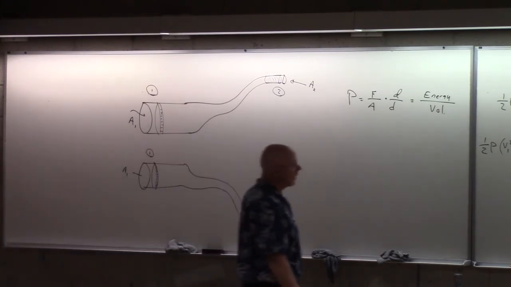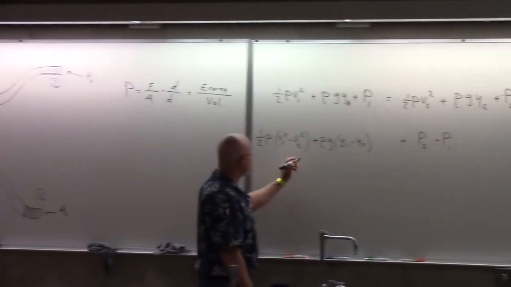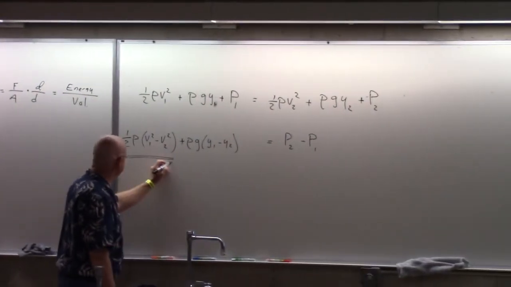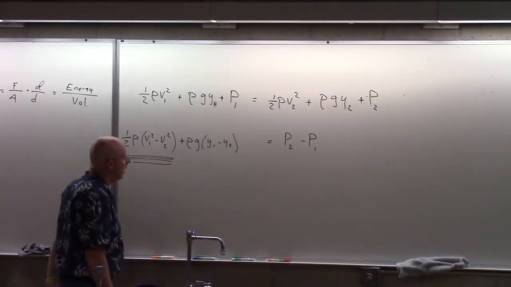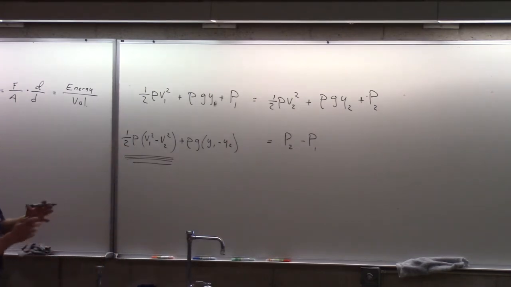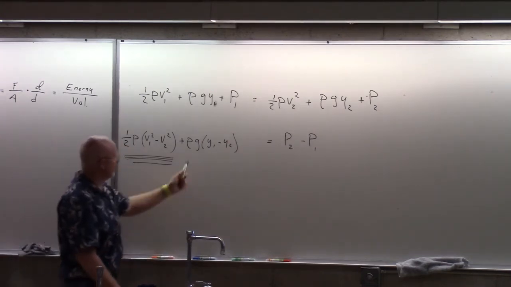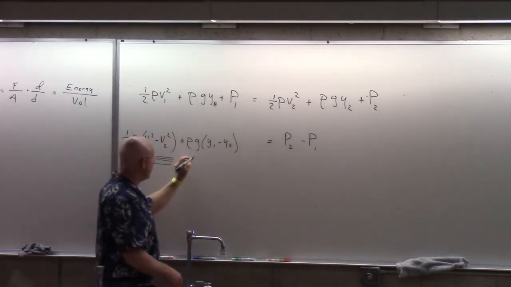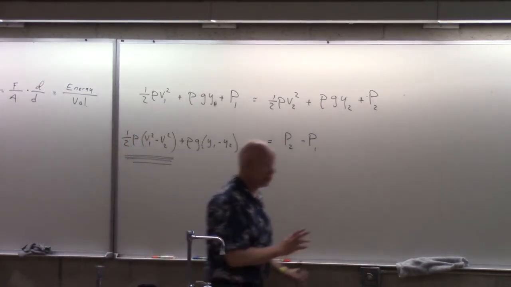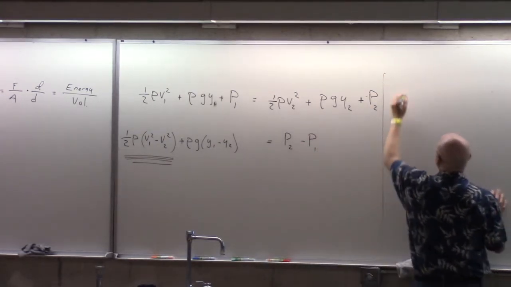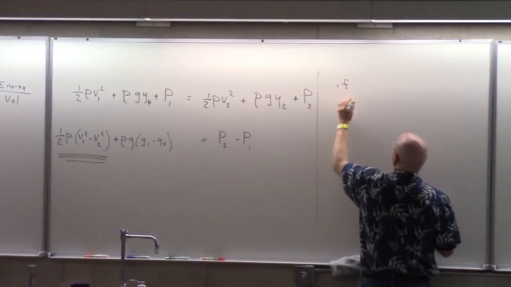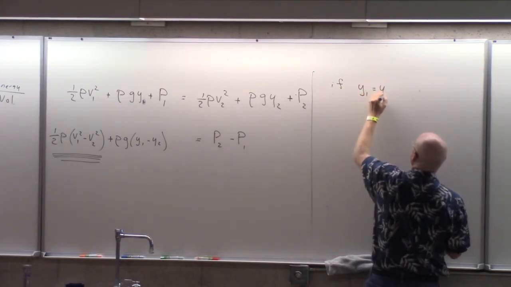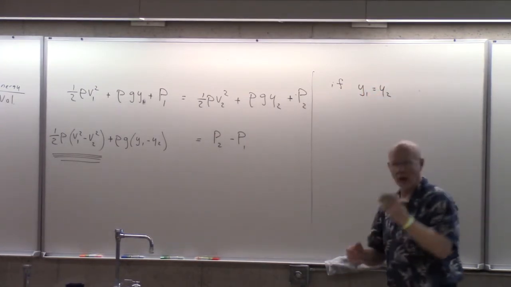Now, here's what I really want to focus on, this term right here. If you just had a fluid at the same level, so it doesn't go uphill or downhill, this would be 0. And so let me put a special case: what if y1 equals y2? So there is no uphill or downhill.